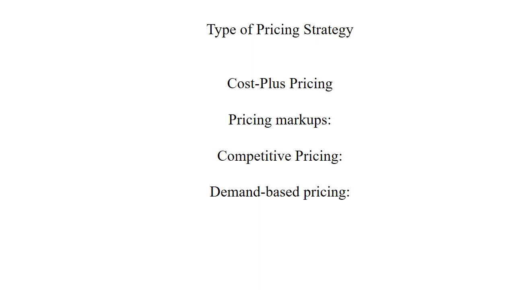The four basic laws of supply and demand are: if demand increases and supply remains unchanged, then it leads to a higher equilibrium price and higher quantity. The second one is: if demand decreases and supply remains unchanged, then it leads to a lower equilibrium price and lower quantity. Third, if supply increases and demand remains unchanged, then it leads to a lower equilibrium price and higher quantity. If supply decreases and demand remains unchanged, then it leads to a higher equilibrium price and lower quantity.